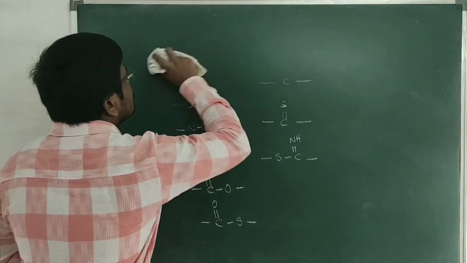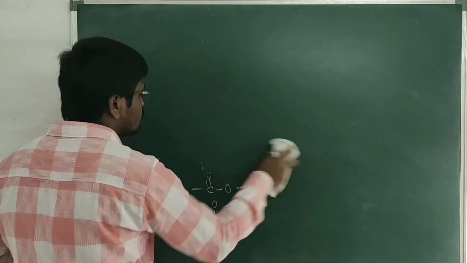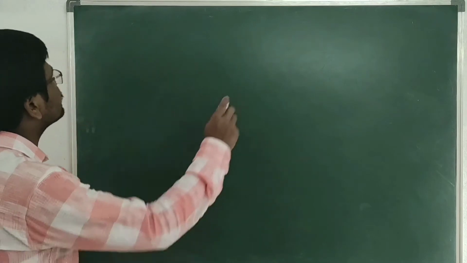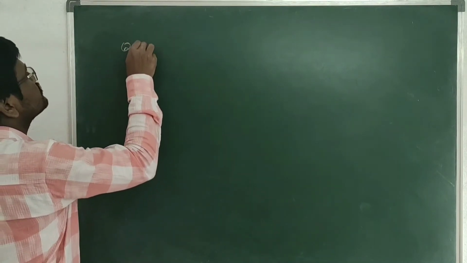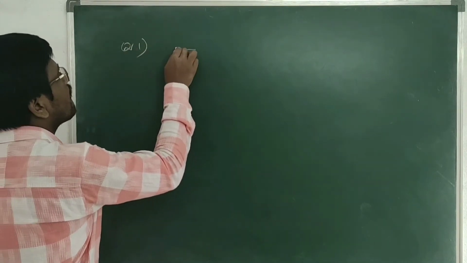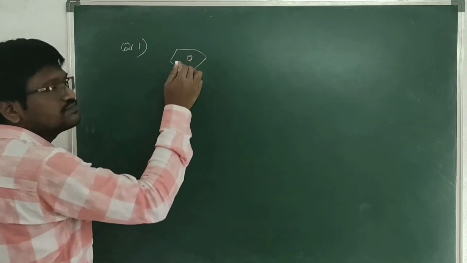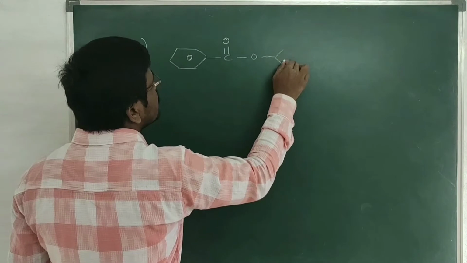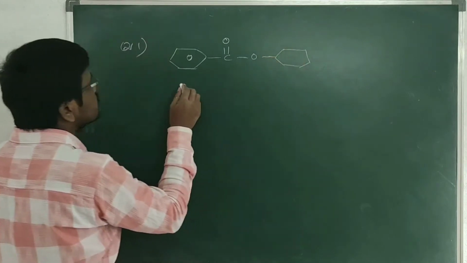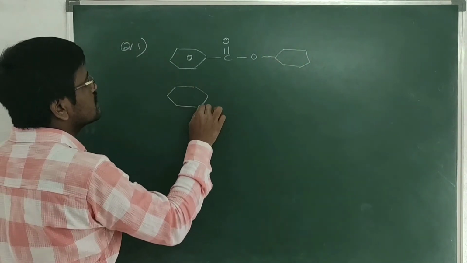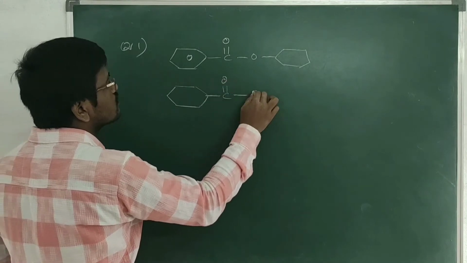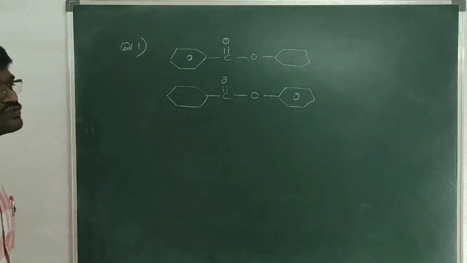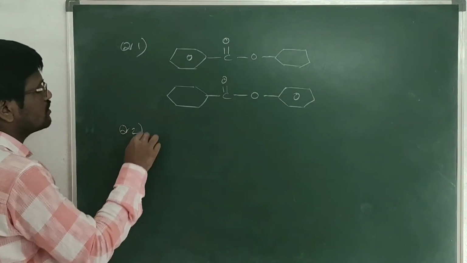Now we are discussing some examples and some questions on this. Question number one. This is phenyl ring. This is carbon ring. This is oxygen, cyclohexyl group is there. And another one cyclohexyl group. This is carbon, oxygen, phenyl group is there. Question number 1.